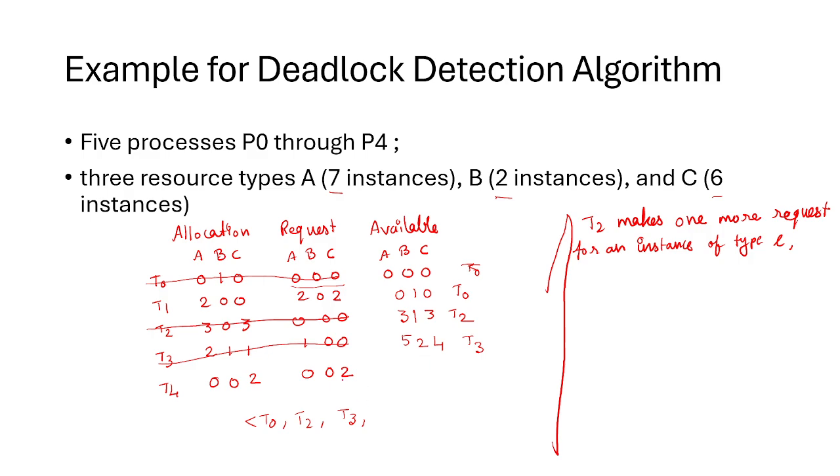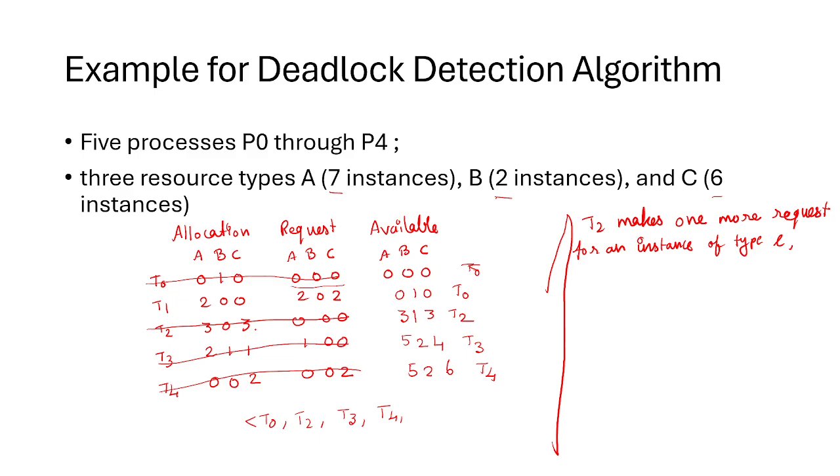Now go for T4. The current request of T4 is 002. It is available, so T4 can complete its execution. After T4 completes its execution, this 2 will be added to the available resources, so 5, 2, 6. Now T4 also completed its execution. After T4 completed, this is the available resource.